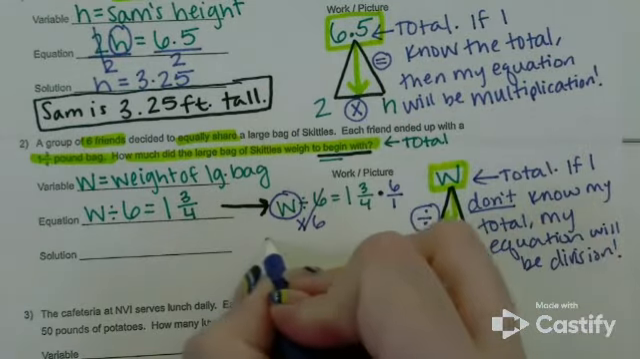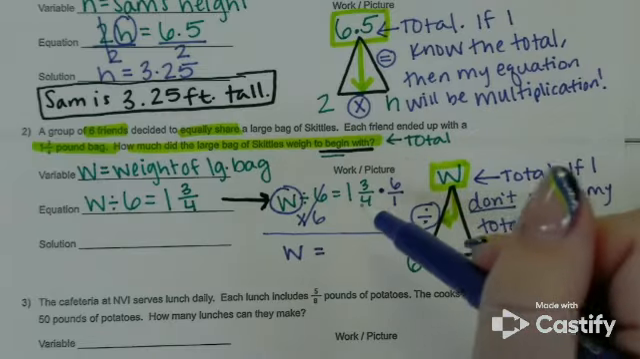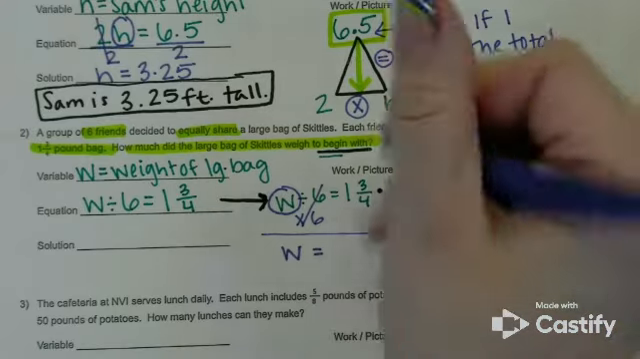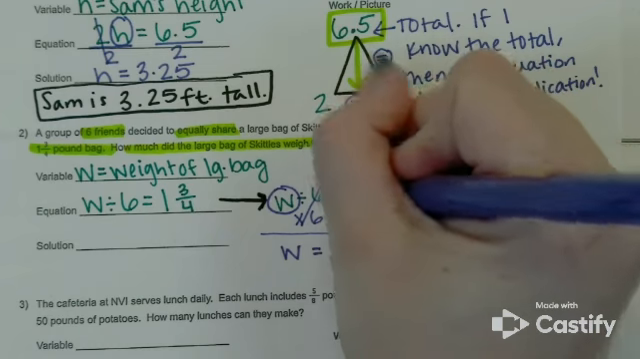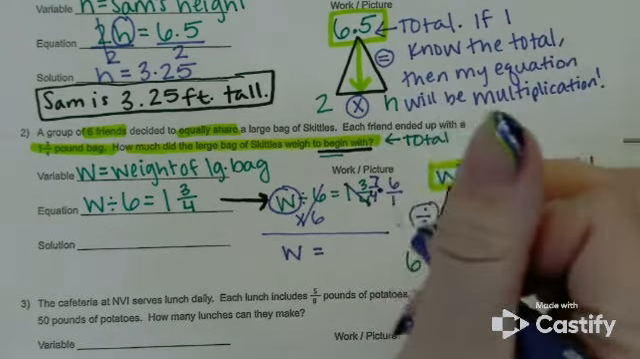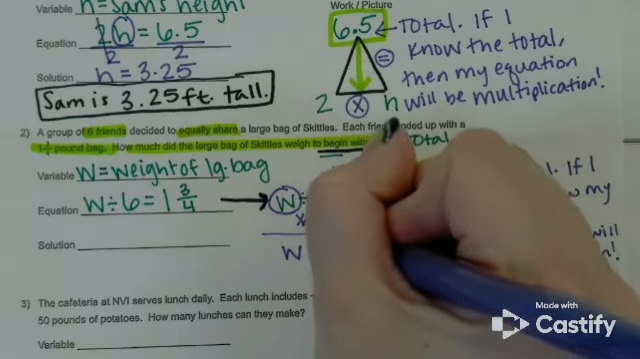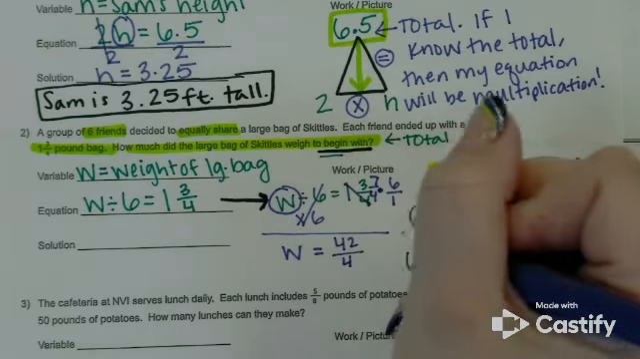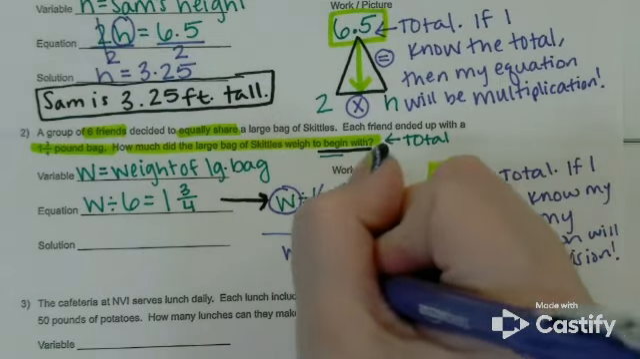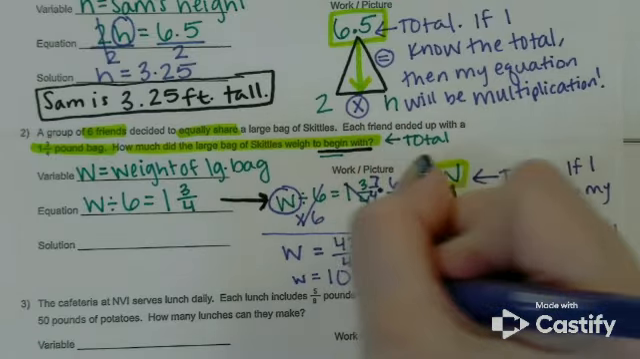These cancel each other out. I'm left with W. I have to make this into an improper fraction. So 4 times 1 is 4, plus 3 is 7. So this is actually 7/4. 7 times 6 is 42. 4 times 1 is 4. 4 goes into 42 10 times. And I have 2/4 left over, which is 1/2.